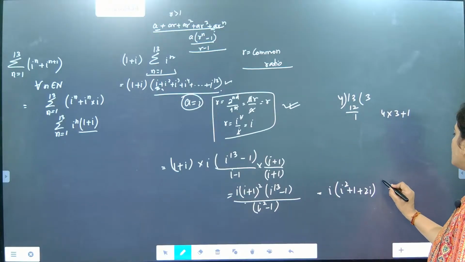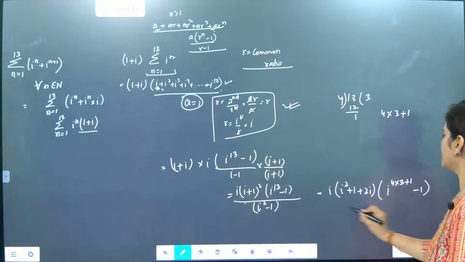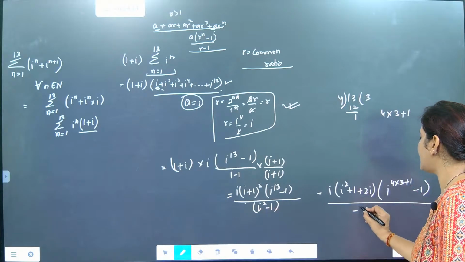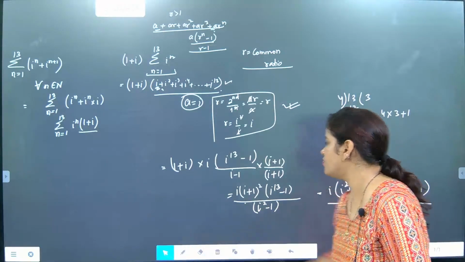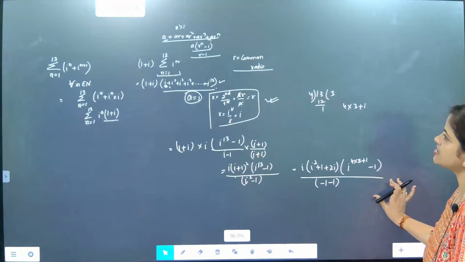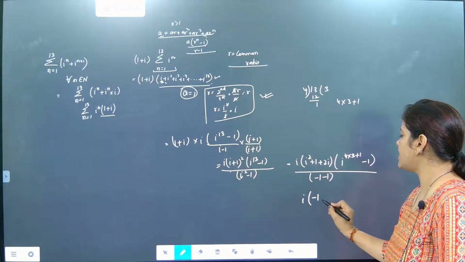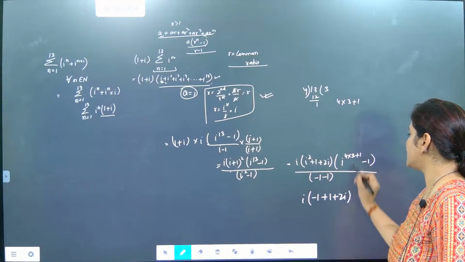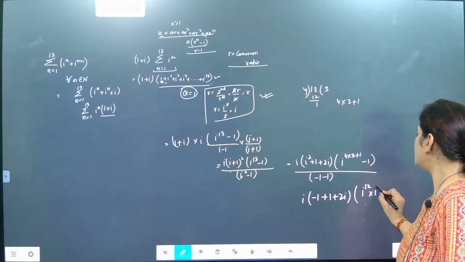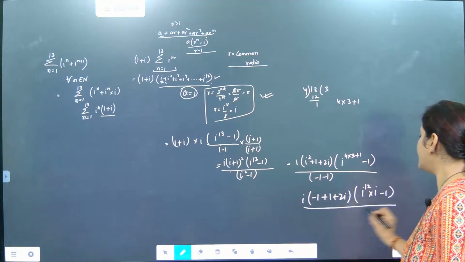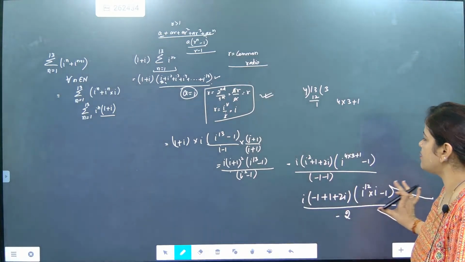So here we will write i to the power 4 into 3 plus 1 minus 1. And i squared is exactly minus 1, so minus 1, minus 1. The denominator part is independent of iota. Now for the next part, here i is there. This part i squared is minus 1 plus 1 plus 2i is there. And in this section we have i to the power 12 into i minus 1, and down it is minus 2. Till here we got.